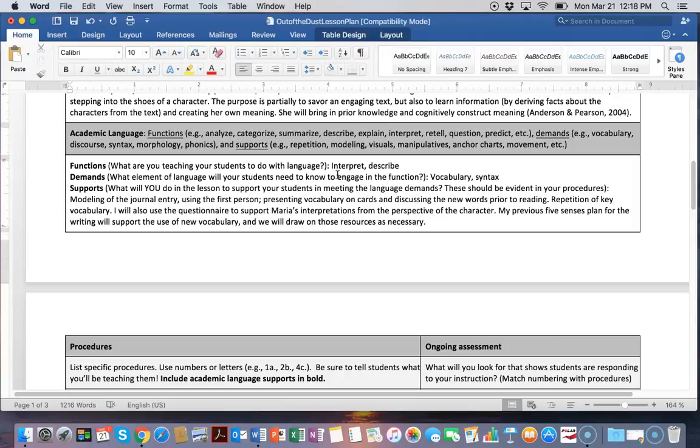So let's start by identifying the academic language functions that this 209 tutor included in her lesson plan. Again, these functions are things that you want your students to do with language during the lesson. In this case, the tutor has said that she wants her student to interpret, actually I'm going to highlight these here, interpret and to describe. And so what we want to do is go up and make sure that these things are included in the purpose of the lesson.